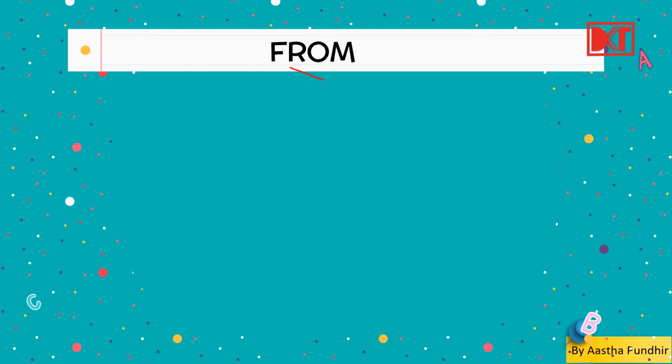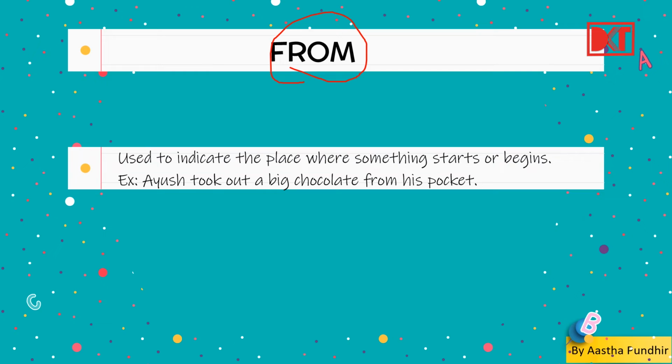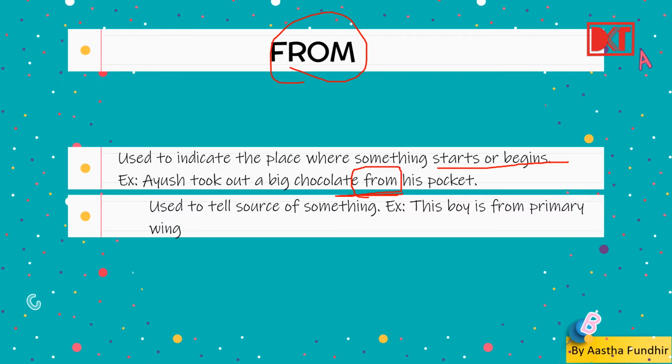Next preposition is from. Where can we use from? Used to indicate the place where something starts or begins. Example, Ayush took out a big chocolate from his pocket. From something starts or begins. तो उसने कहाँ से शुरू करी, कहाँ से निकाली chocolate? From his pocket, from.